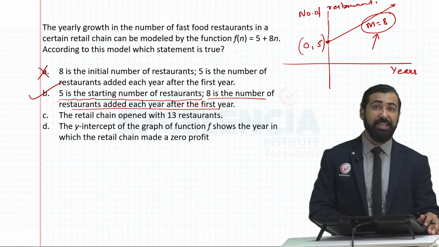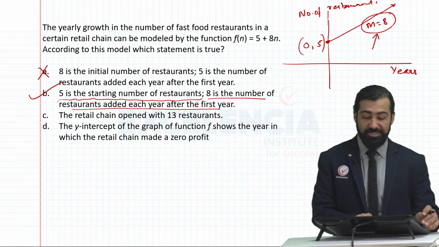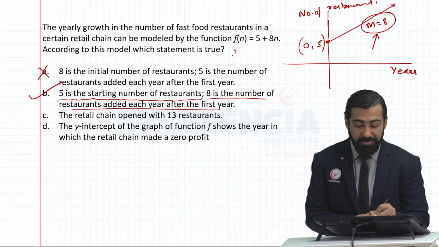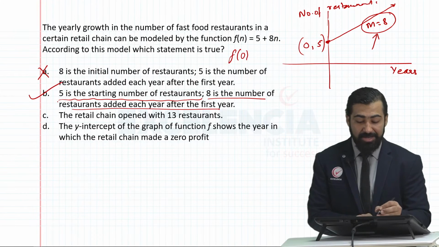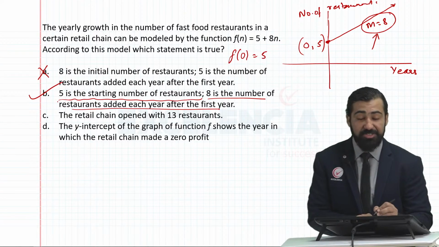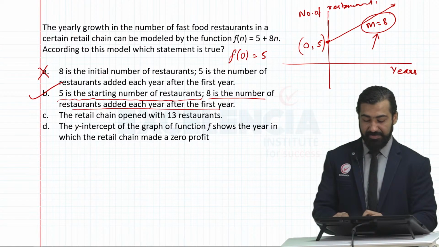Now we'll see why C and D are not correct. The retail chain opened with 13 restaurants. Now, opened with 13 restaurants, that means when you started, your n was 0. When n is 0, you'll get 5 restaurants. So your retail chain opened with 5 restaurants and not 13 restaurants.